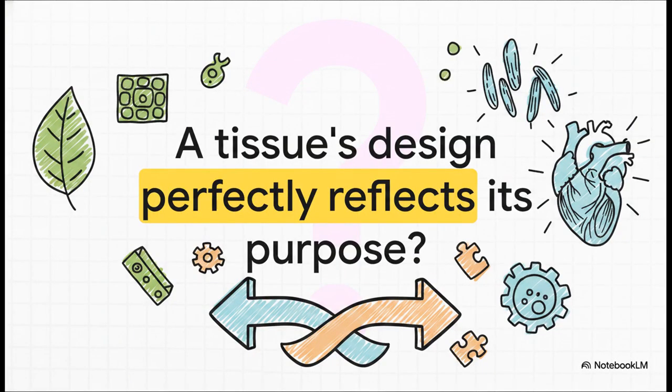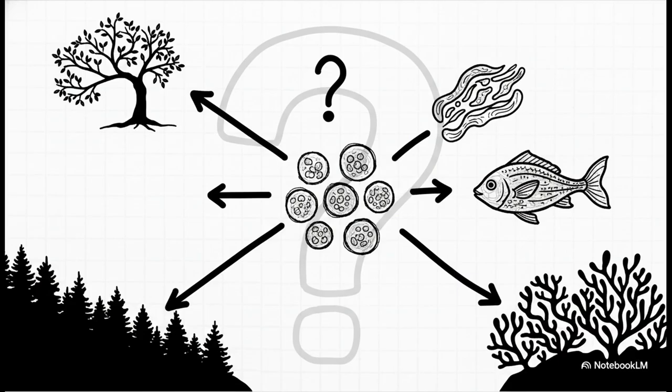So, what's the big takeaway from all this? It's that a tissue's design isn't random at all. It is perfectly, elegantly matched to its purpose. The needs of the whole organism dictate the structure of its tissues, all the way down to the individual cells. And that leaves us with a final, bigger question. When you look at a massive forest or a vibrant coral reef, you have to wonder, how does this microscopic division of labor, this intricate specialization of tissues, scale up to create the absolutely breathtaking complexity and diversity of life we see all around us? It's an incredible story of biological engineering, and it all starts right here with the humble tissue.